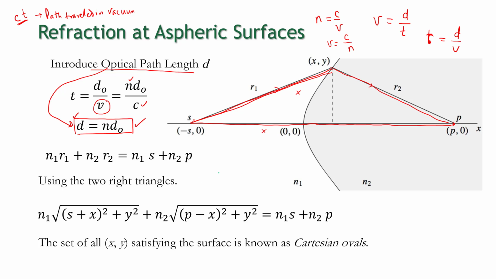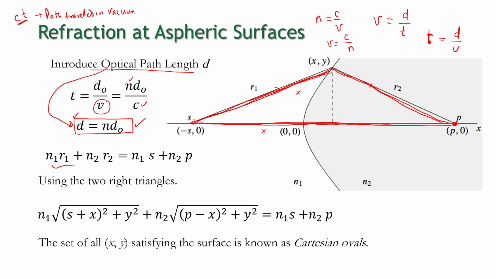So we know from Fermat's principle that the time it takes to travel this distance should be the same as the time it takes to travel this distance, because they need to meet at the same point at the same time, right. If it takes longer for this one than the bottom one, then they will meet at this point at different times, which is not what we want. We want to get all the rays at the same time.